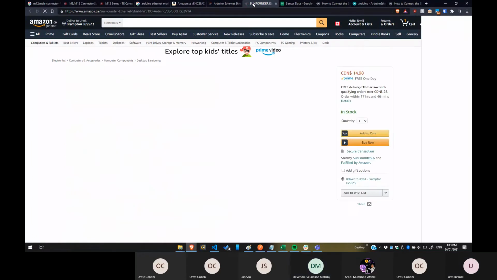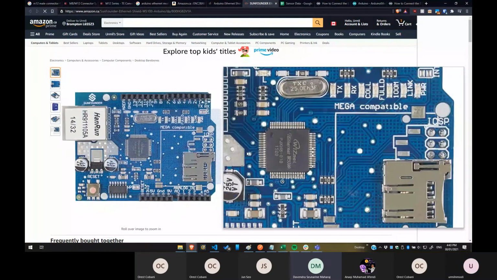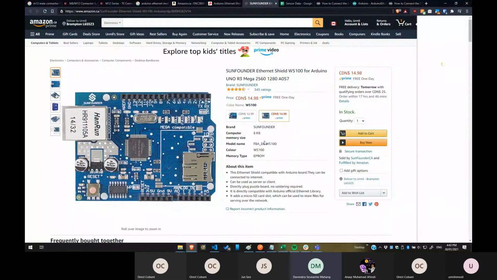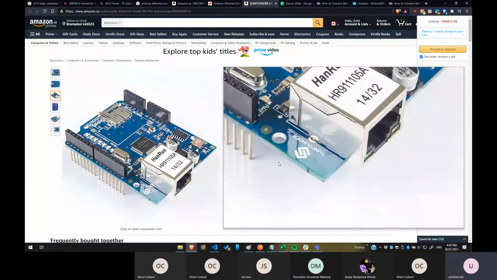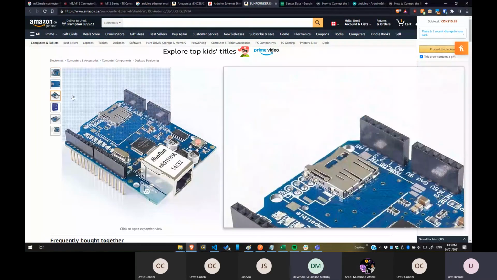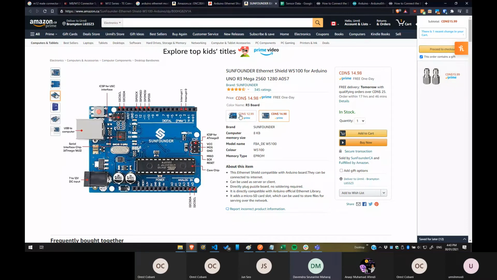Okay. Is this the one you have? The Mega? No, this is a shield. Oh wait, the one you sent me looks familiar to this. What's the model, is it H? No, it's not the same. Oh, okay. I don't know where Matt got this from, but this is what I got from him.